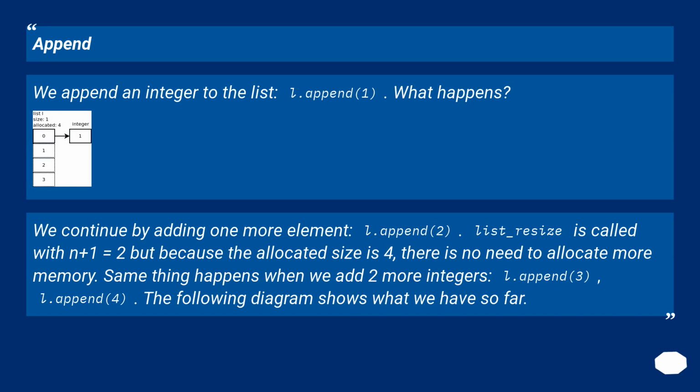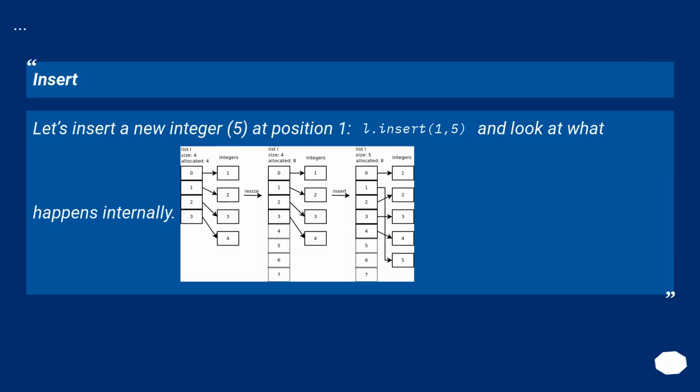Append an integer to the list: l.append(1). What happens? We continue by adding one more element: l.append(2). list_resize is called with n+1 = 2, but because the allocated size is 4, there is no need to allocate more memory. Same thing happens when we add two more integers: l.append(3), l.append(4). The following diagram shows what we have so far. Let's insert a new integer, 5, at position 1: l.insert(1, 5), and look at what happens internally.